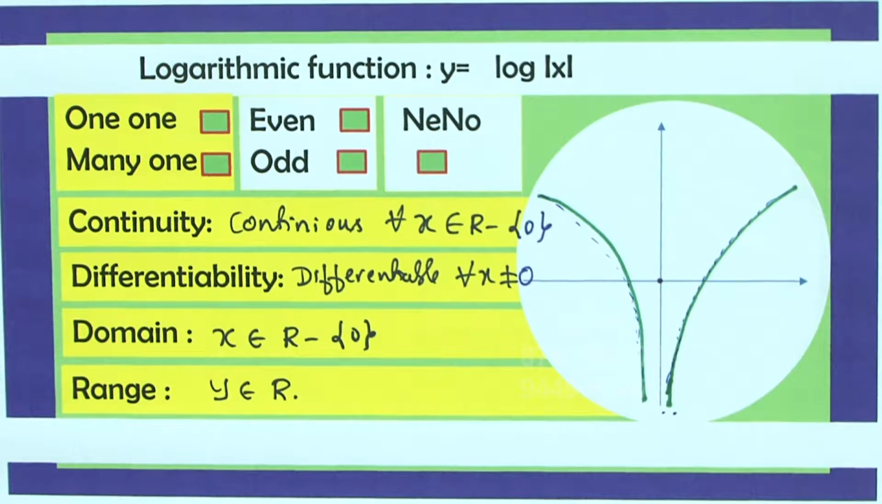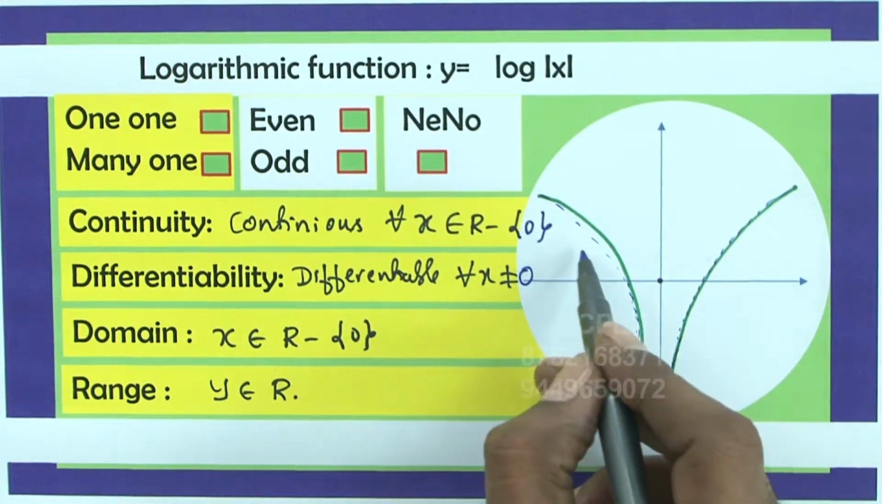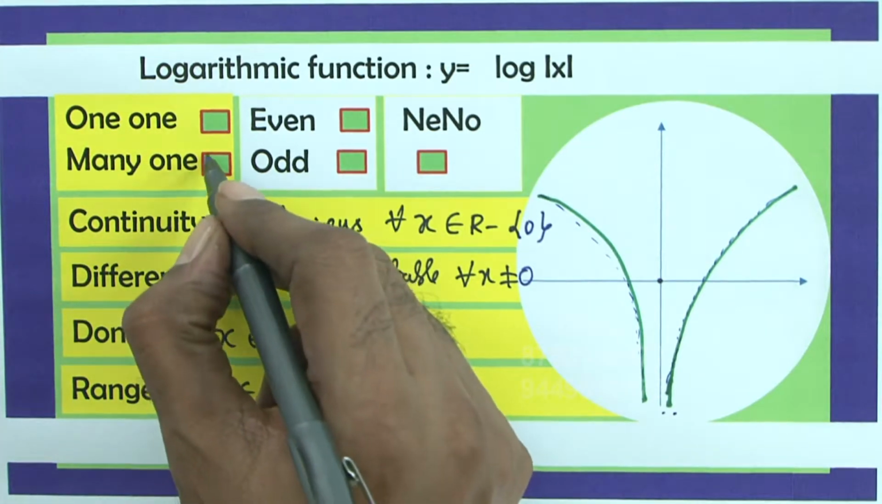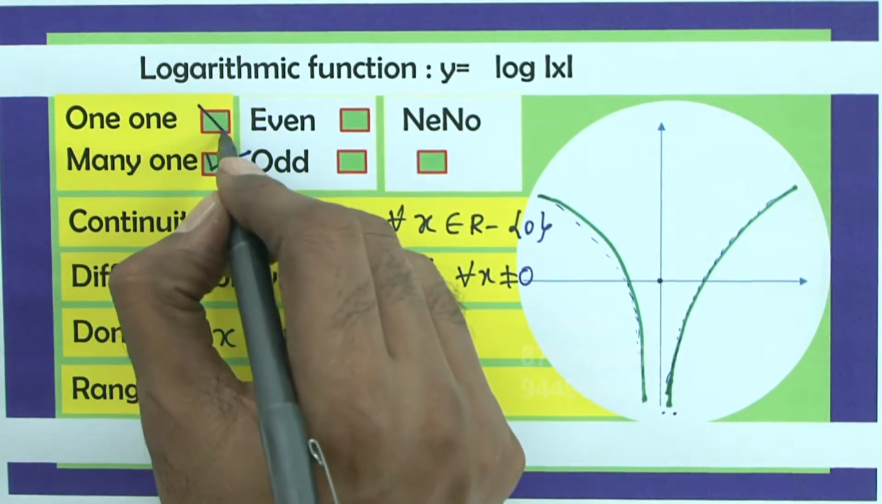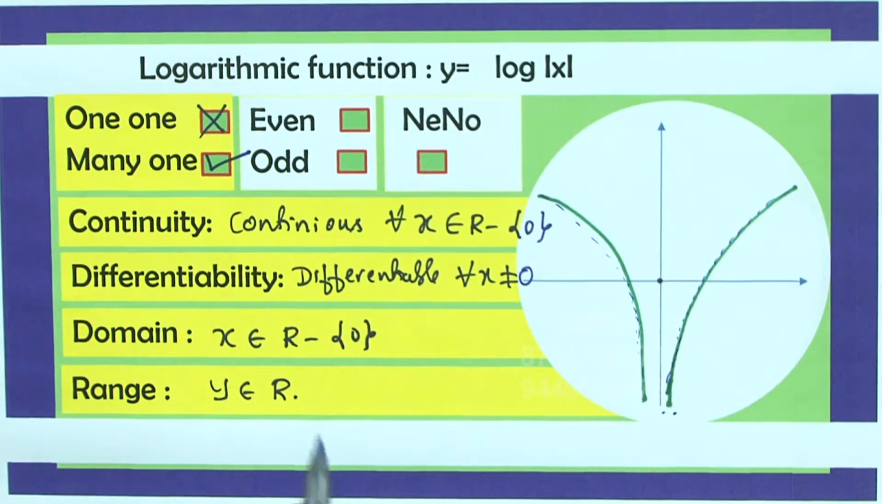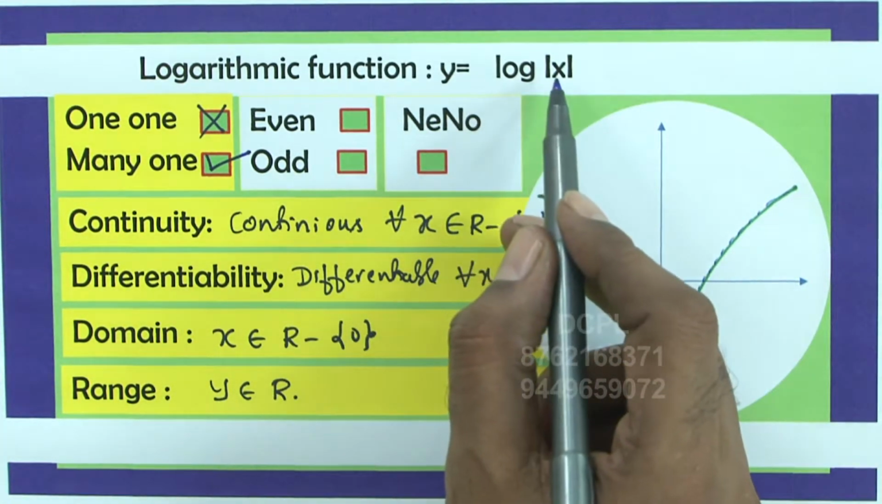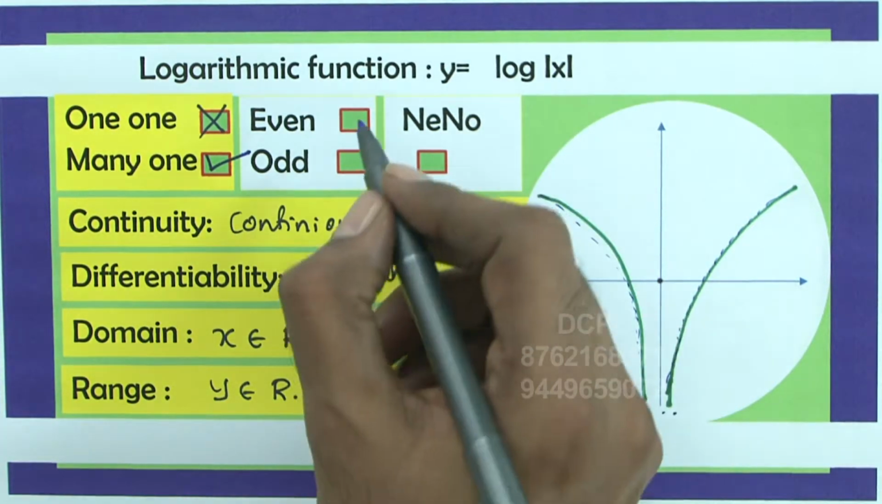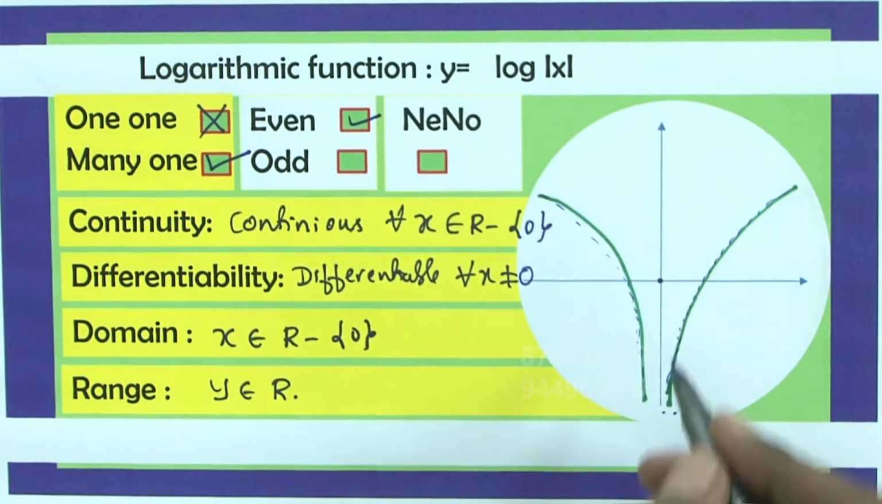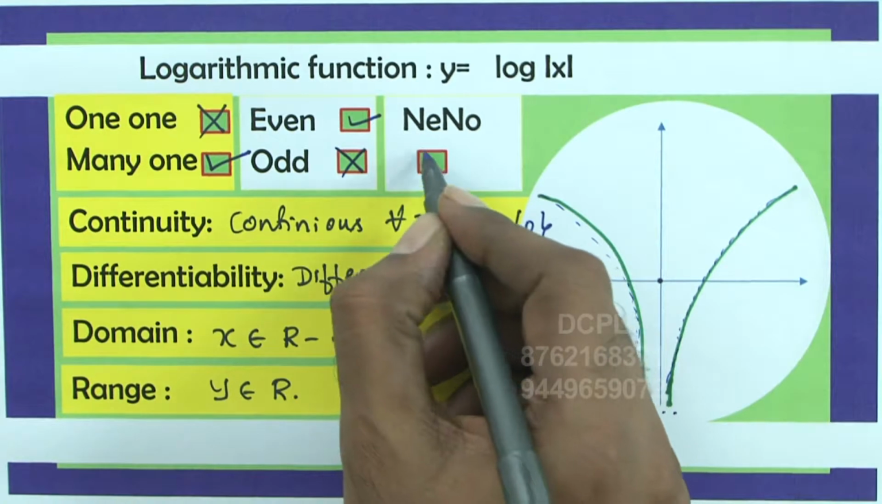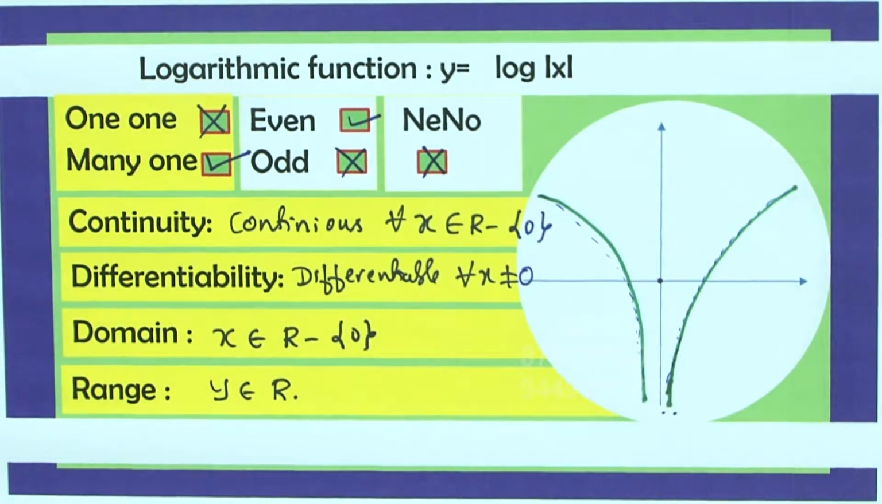Whether it is one-one or many-one: draw a line parallel to the x-axis. It meets the graph at more than one point. Therefore, it is definitely many-one and not one-one. Whether it is even or odd, you can see, dear students, any function f of mod x is always an even function, and log mod x is symmetrical about the y-axis, or x equal to 0. Therefore, it is an even function, not an odd function.